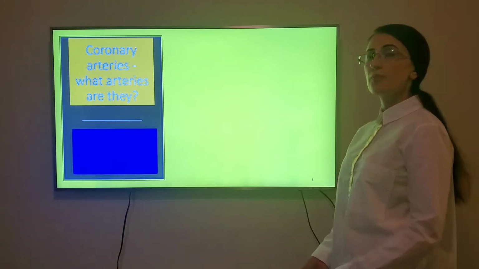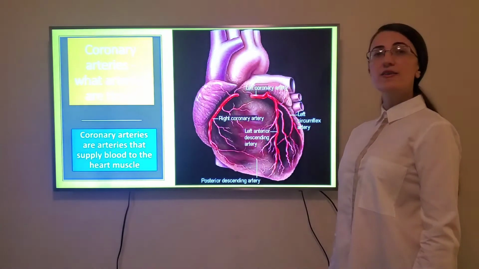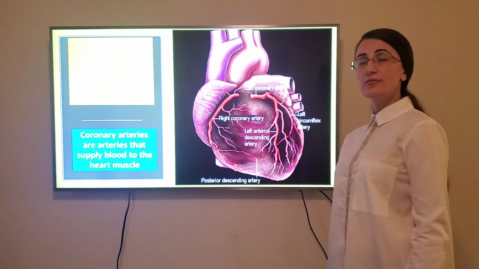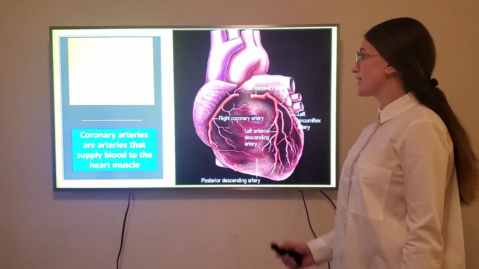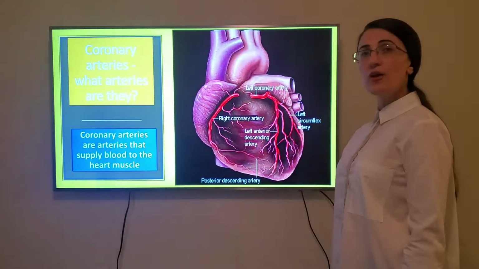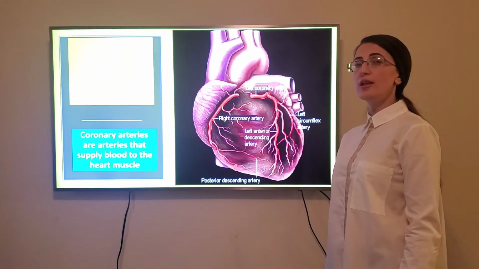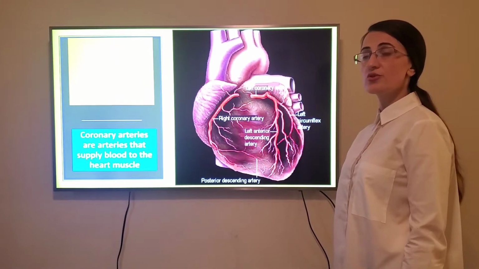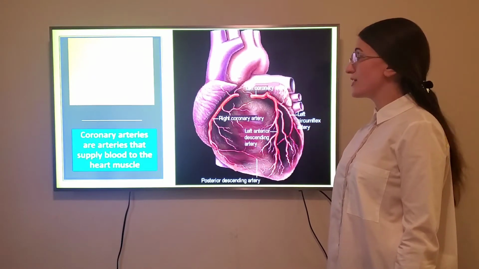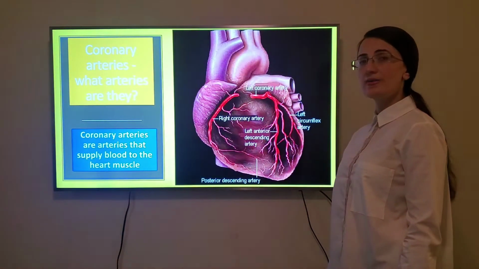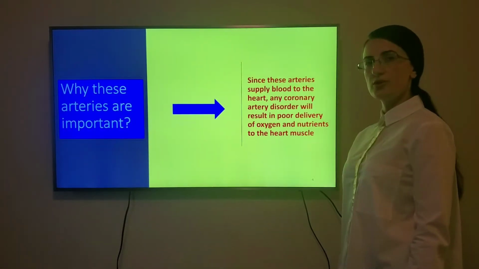Coronary arteries. What arteries are they? Coronary arteries are the main arteries of the heart muscle. There are two main coronary arteries, the right coronary artery, as you can see on the photo, and the left coronary artery. There is also the left circumflex artery, which is also a main artery of the heart muscle, and it's considered a branch of the left coronary artery.